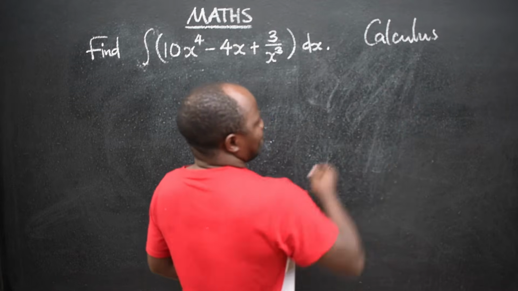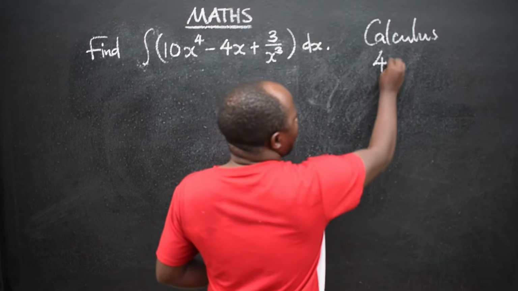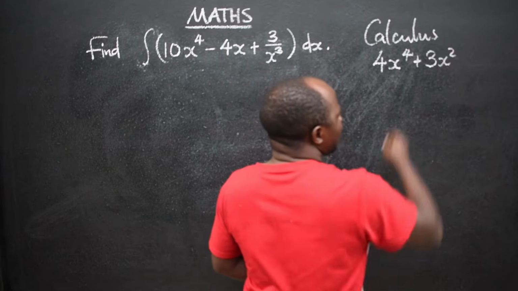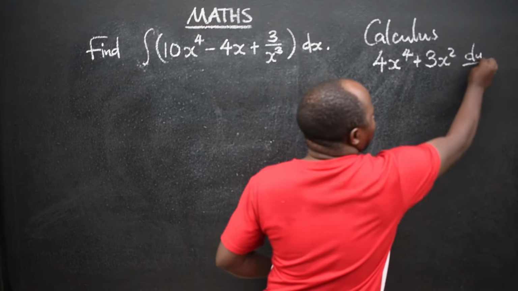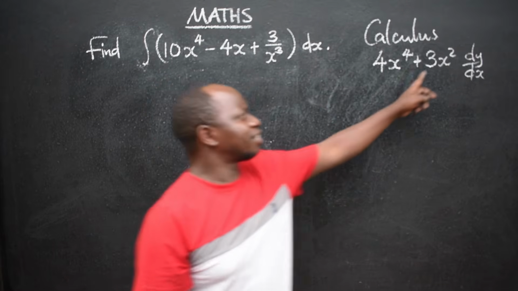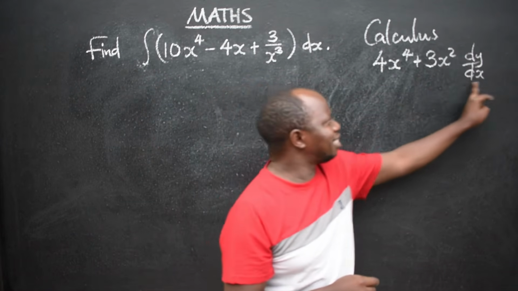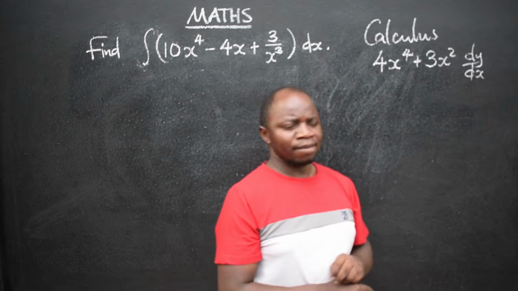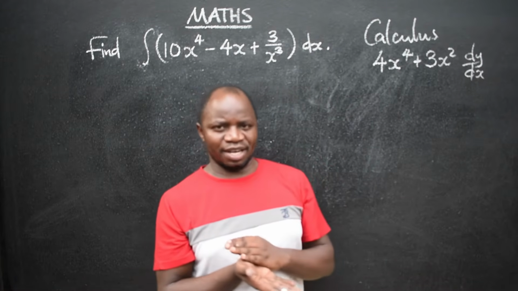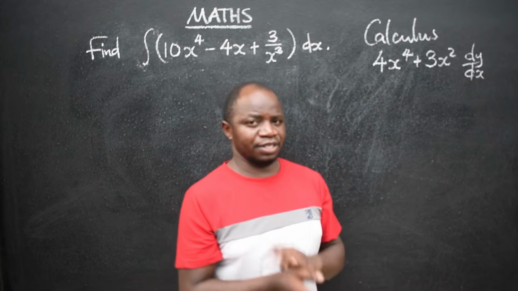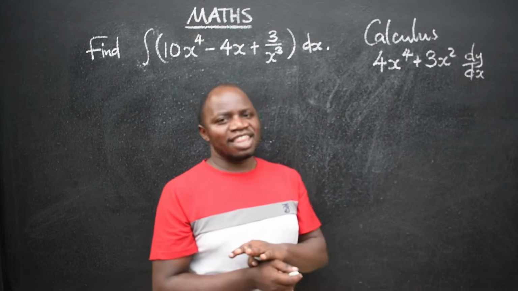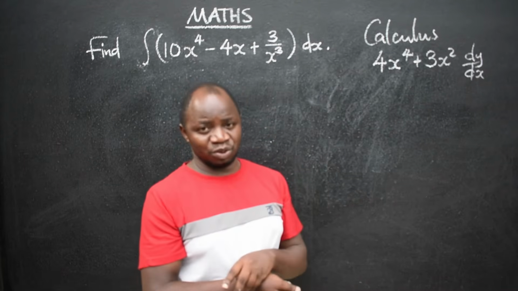Now remember, we have what is called differential calculus. When we give you something like this, let's say 4x to the power 4, then plus 3x squared, and we ask you to find dy dx, what are we asking you to do? We are asking you to differentiate. So this is differential calculus. Differential calculus is opposite to integral calculus.